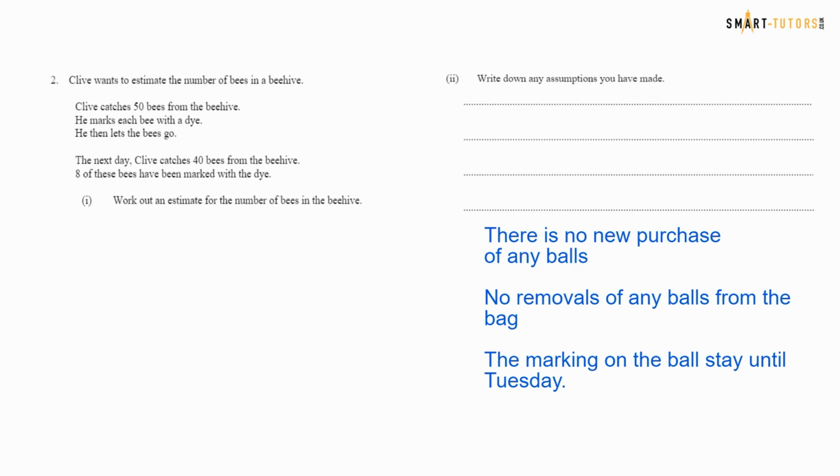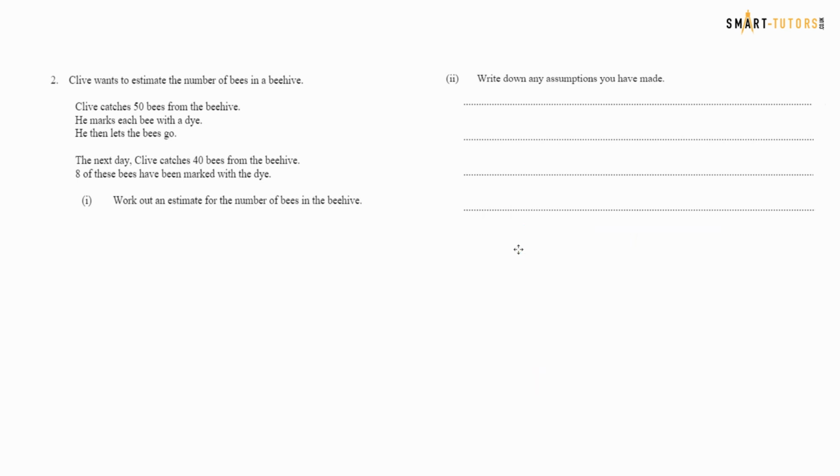Read the question. Clive wants to estimate the number of bees in a beehive. Clive catches 50 bees from the beehive. He marks each bee with a dye. He then lets the bees go. The next day, Clive catches 40 bees from the beehive. 8 of these bees have the mark.